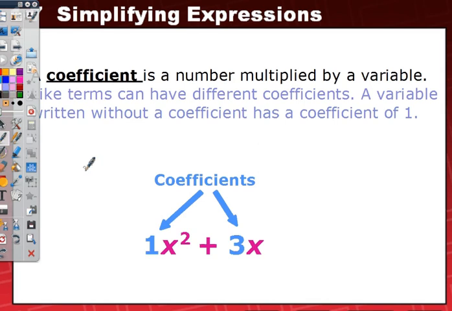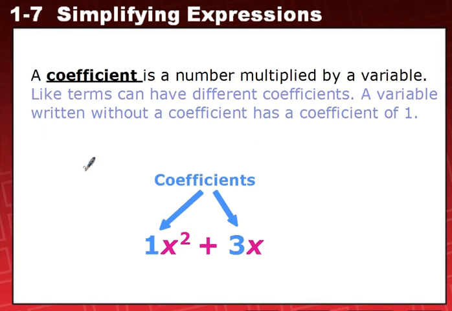A coefficient, this is also on your vocabulary list. A coefficient is the number multiplied in front of a variable. Like terms have different coefficients usually, and anytime we see a variable without a coefficient, that means it has a hidden 1 in front. Okay. Since these terms x squared and 3x are not like terms, we couldn't actually combine them any further. We would just have to leave this as is.